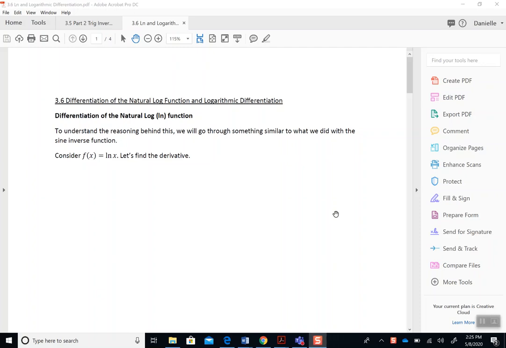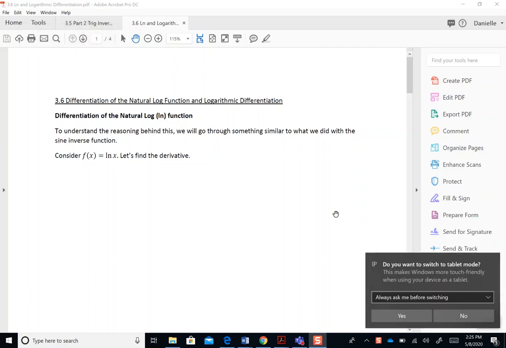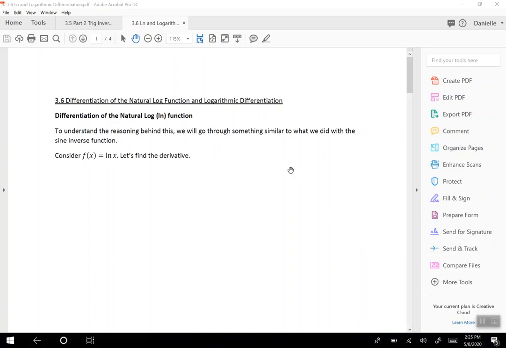All right, in this video, I'll be going over the derivative of the natural log function and then a different technique that we call logarithmic differentiation. So I think the differentiation of the natural log function will be kind of nice because it's at least conceptually sort of similar to the inverse trig functions.